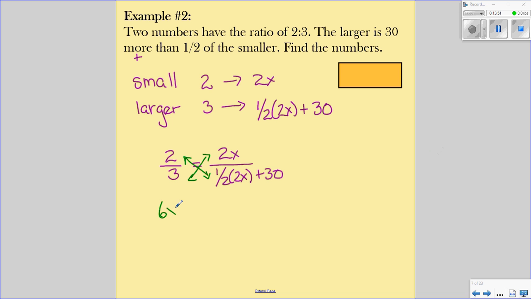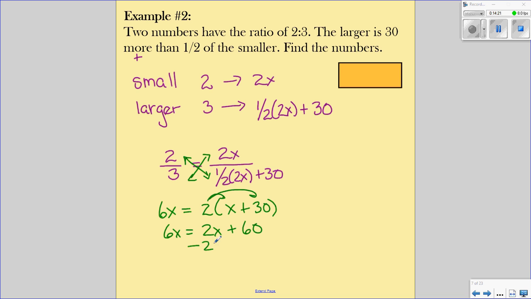So I'm going to have 6x equals, then 2 times, but before I even do that, I'm going to put 2, and then I'm going to simplify. So this one, 2x divided by 2 will give me x, 1x, and then plus 30. And then I'm going to do the distributive property. Bring this down, 2x plus 60.